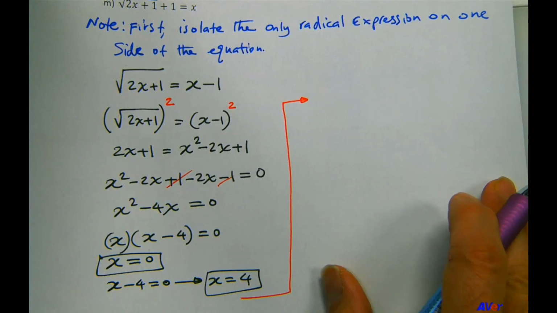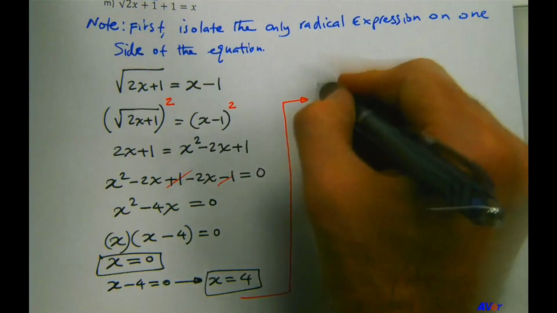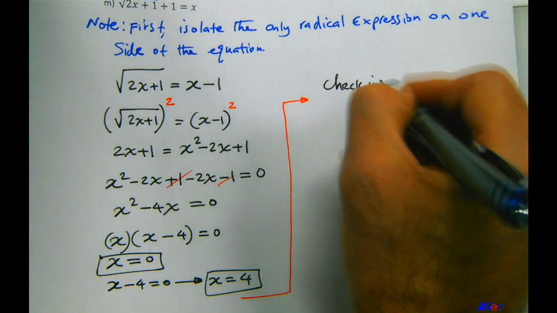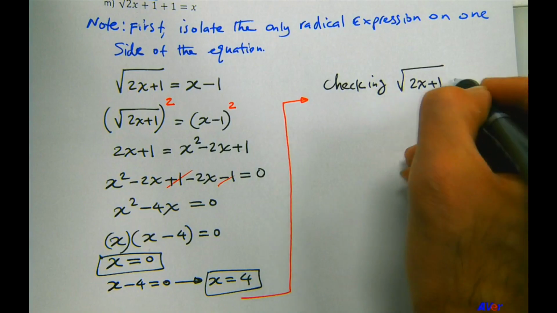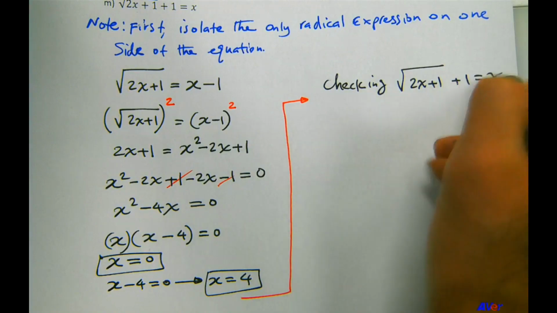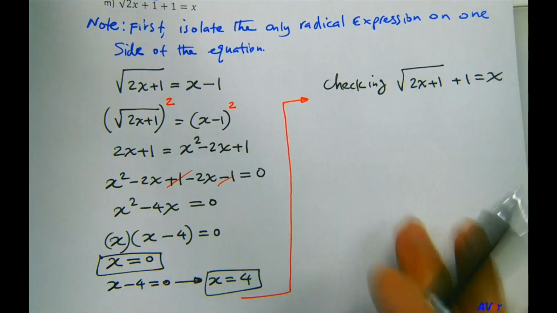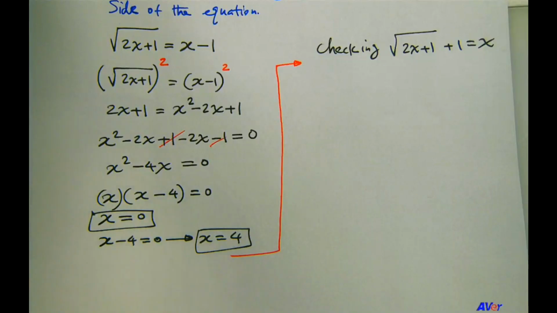So you can barely see this, so we have to check. Let me write it here because you can't see it on the screen. So checking in this equation, square root of 2x plus 1 equals x, right? Checking both of these solutions in that. We're going to do that.